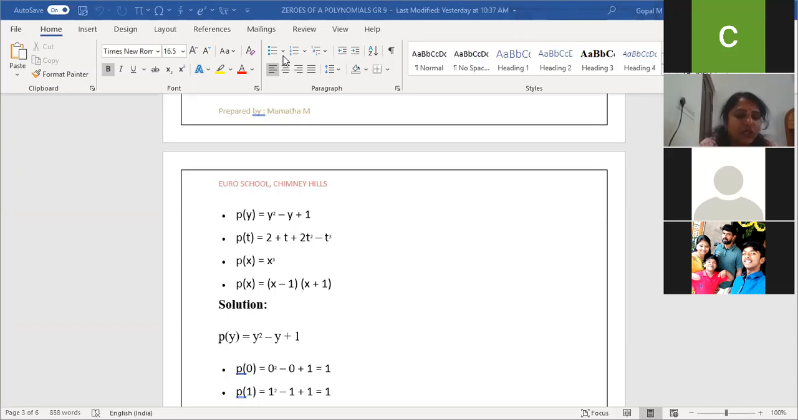The 7th question, cx plus d. What's the zero of the polynomial cx plus d? Minus d by c. Equate cx plus d equal to 0. When d shifts to your right side, it becomes minus d. So x is equal to minus d by c. Am I clear to everyone?